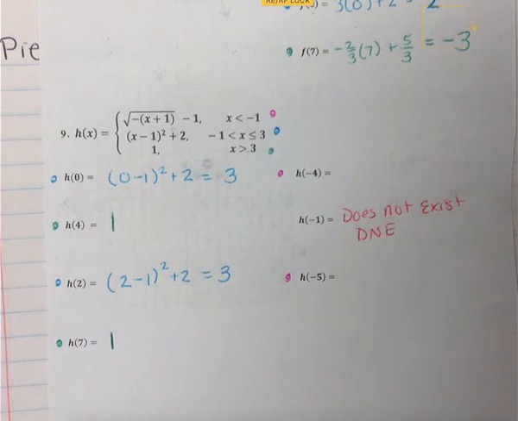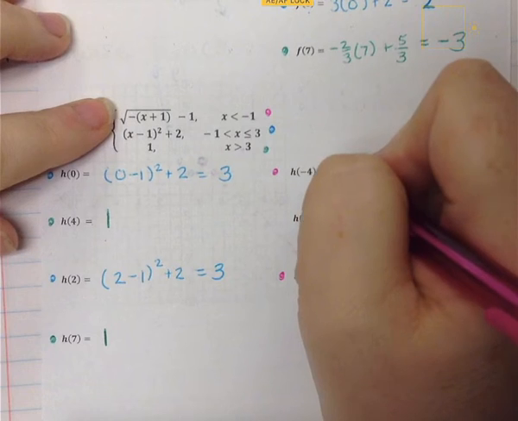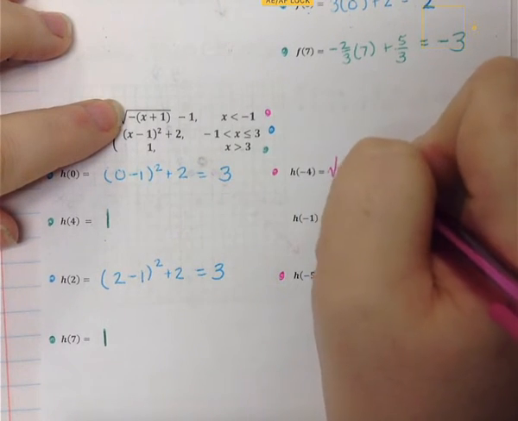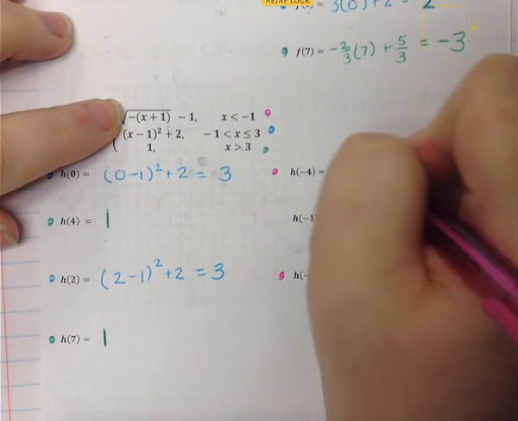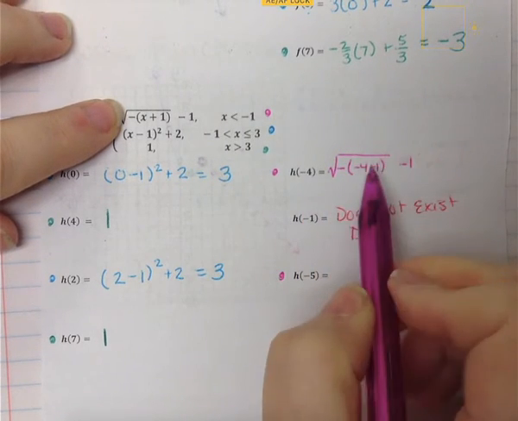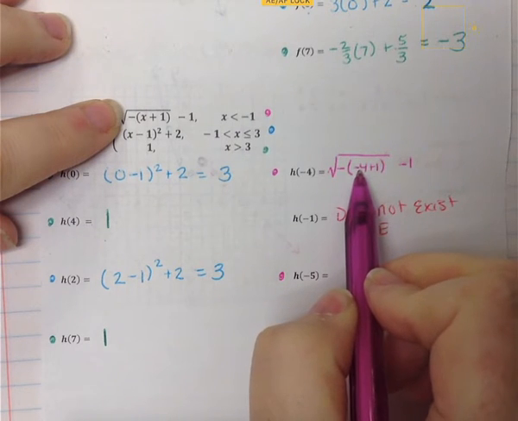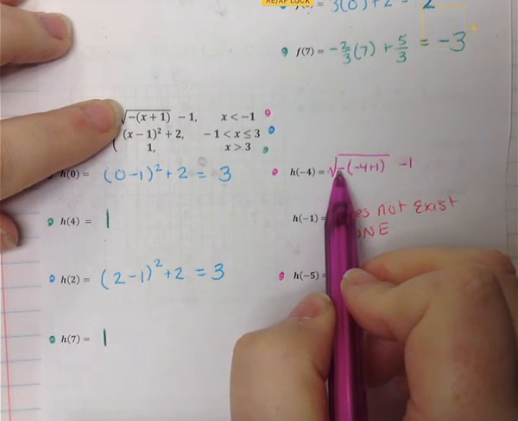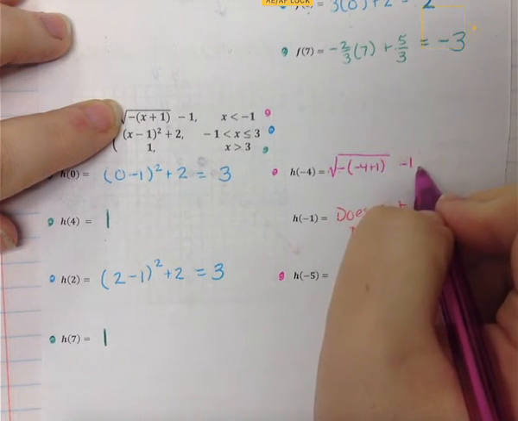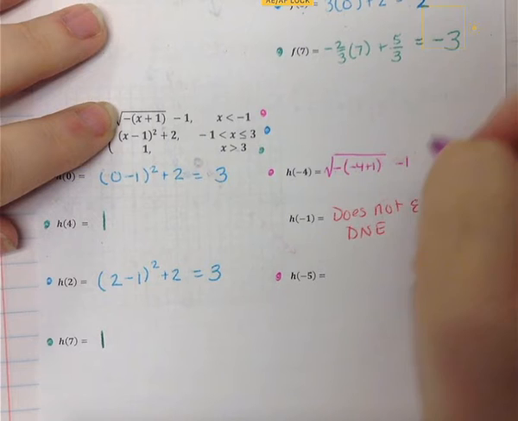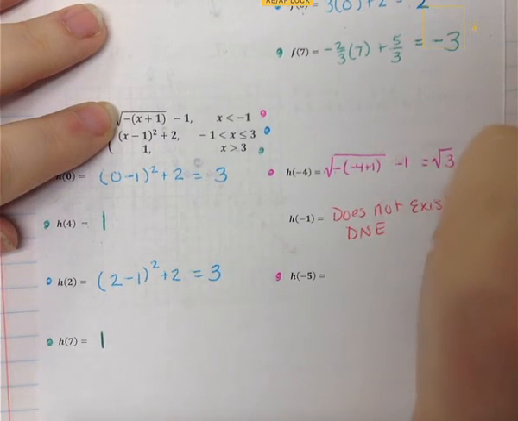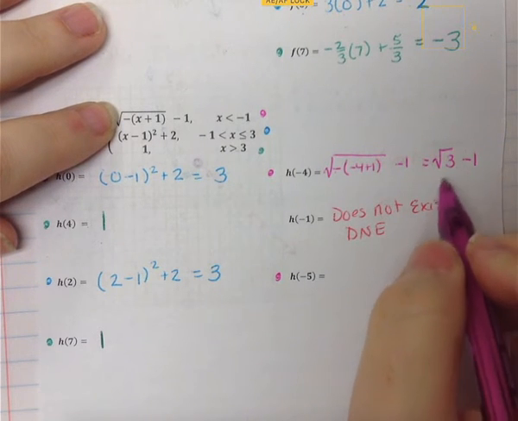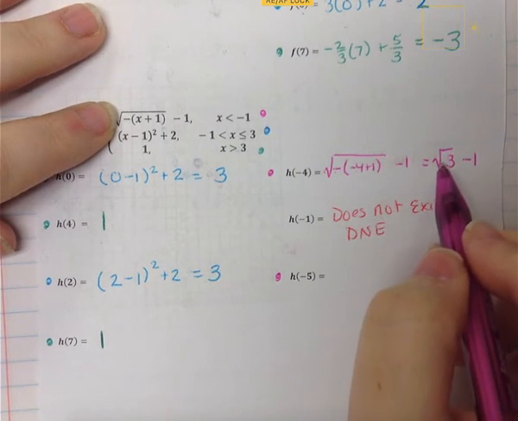So for the pink is the top one. This is the square root of negative parentheses, negative 4 plus 1, close parentheses, and then minus 1. So inside here, that's negative 4 plus 1 is negative 3, times the negative is positive 3. So that's the square root of 3 minus 1. The square root of 3 wants to stay as the square root of 3, and then we put minus 1. So that's actually your answer. It would give you a decimal, but we're going to keep it like this because it's just square root of 3 minus 1.